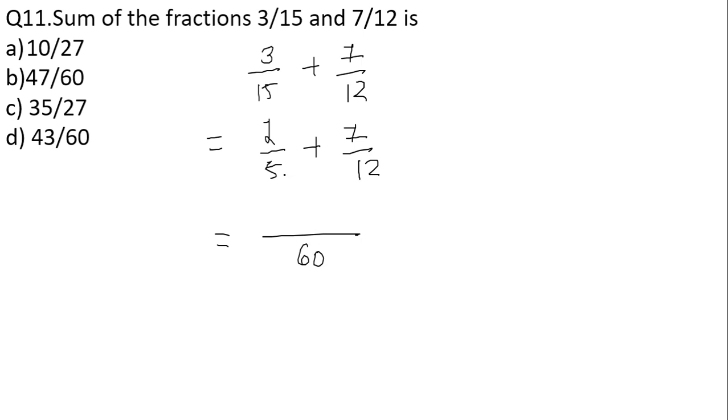To make 5 into 60, I am multiplying it by 12, so upwards also I have to multiply it by 12, plus if I am multiplying here downwards by 5 to convert 12 into 60, I have to multiply upwards also by 5. 7 5s are 35, so this will give me 12 plus 35 is equal to 47 upon 60. So the correct answer for the given question is option number B.